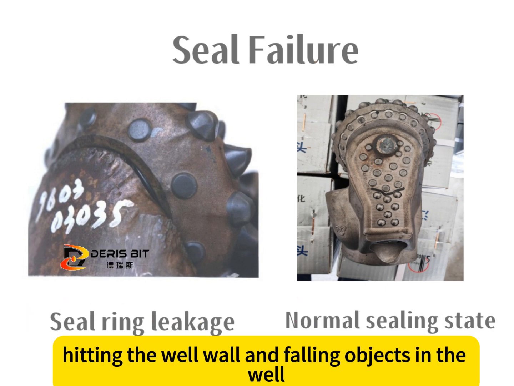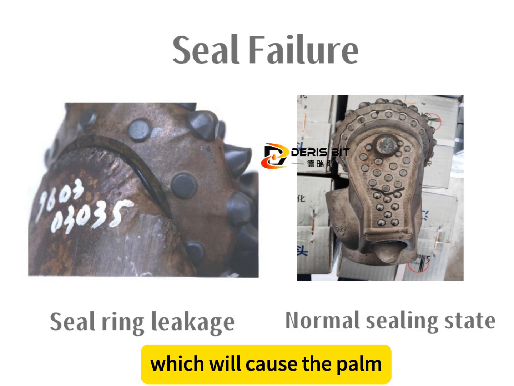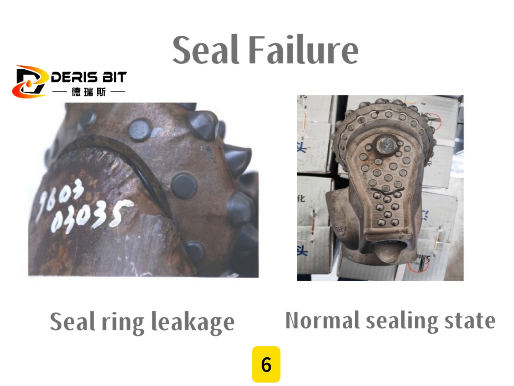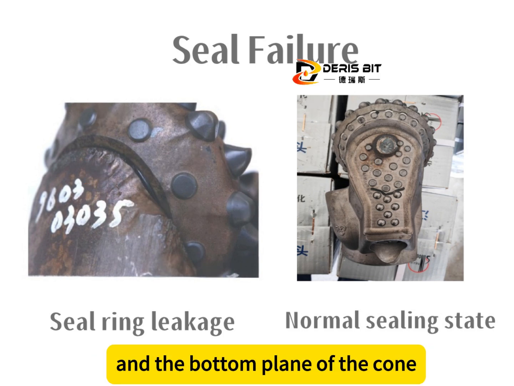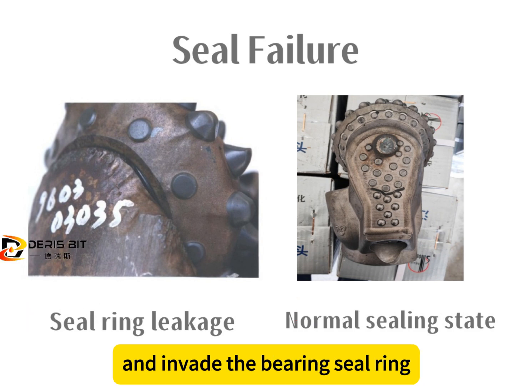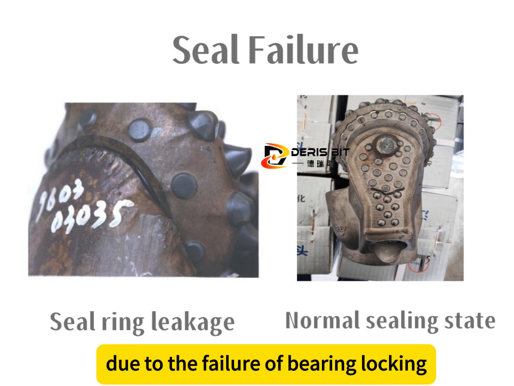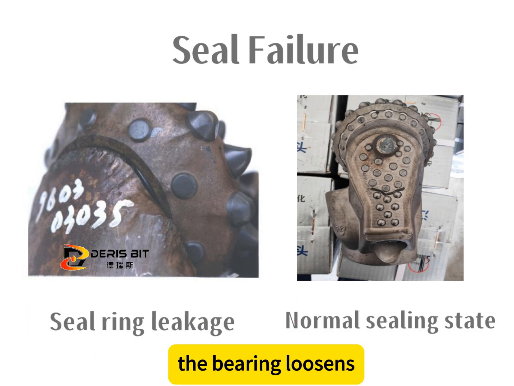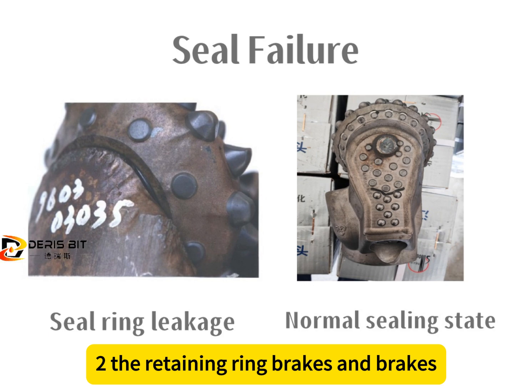3. Drilling without sufficient circulation of mud. 4. Excessive drilling pressure and speed combination, especially too high speed, will cause bearing seizure and seal failure. 5. The palm tip is too thin, scratching with the drill bit, hitting the well wall and falling objects in the well, and the palm tip is severely eroded, which will cause the palm tip to be damaged and the seal ring to be exposed and damaged. 6. Abrasive particles penetrate the gap between the palm sealing surface and the bottom plane of the cone and invade the bearing seal ring, causing the seal to fail.